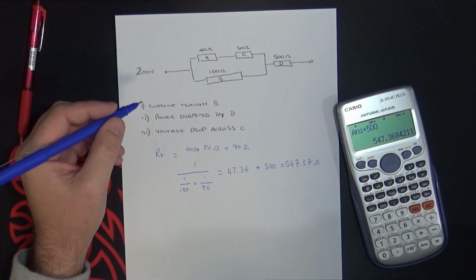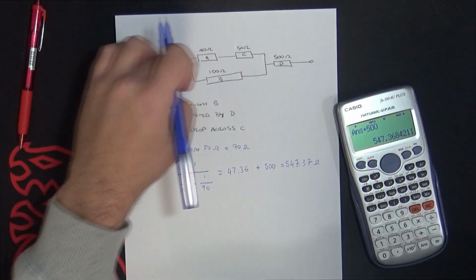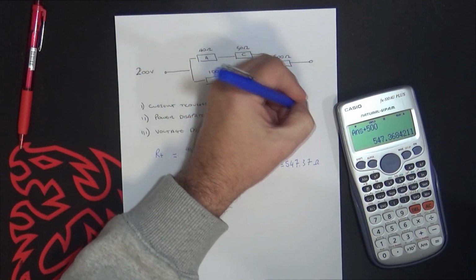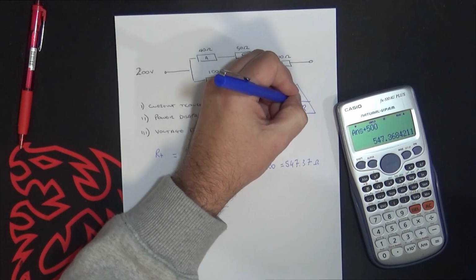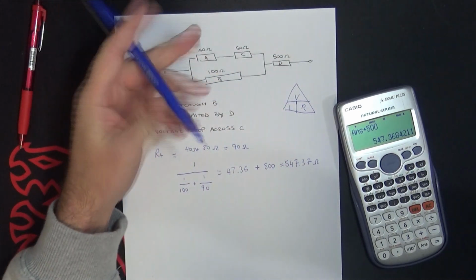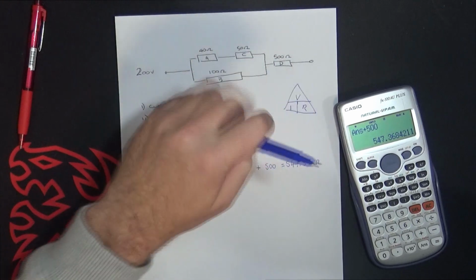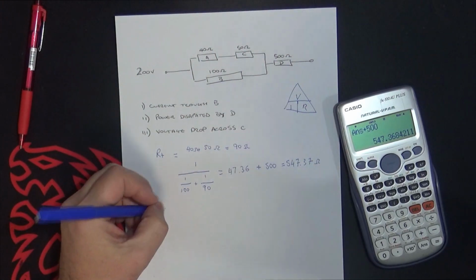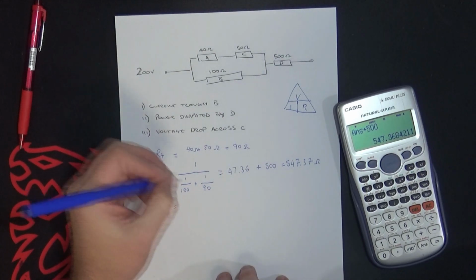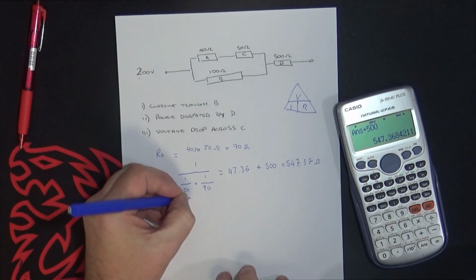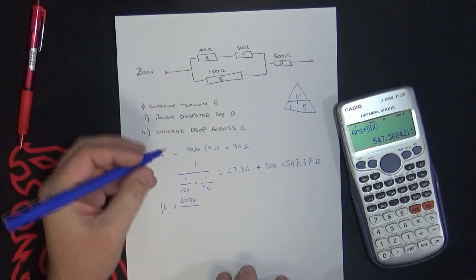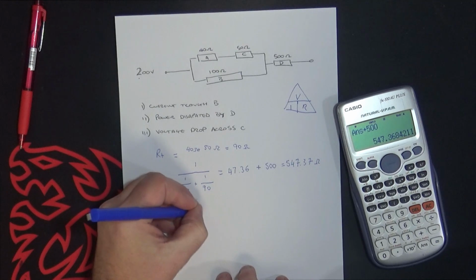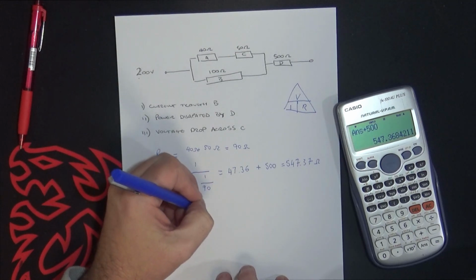Now what you're going to want to do is find the total current. Again, you can just use these triangles if you don't know the formulas or can't transpose. So I'm looking for the current, so it's V over R. So IT equals 200 volts over 547.37 ohms.